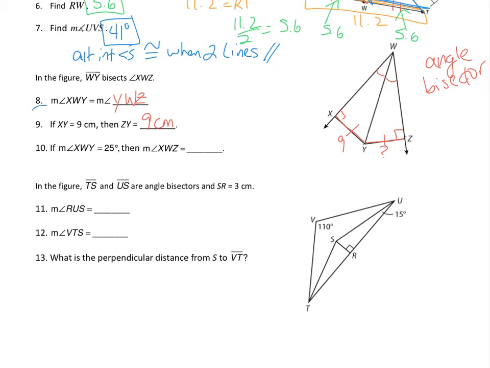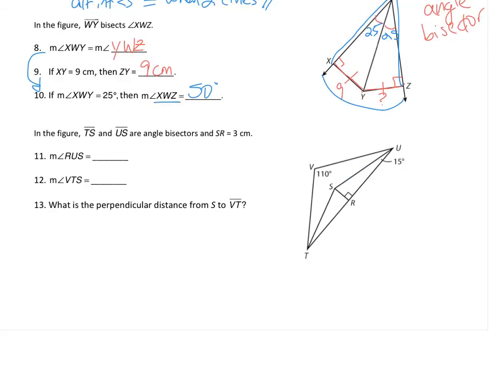Since we know in number 8 that XWY is equal to YWZ, if we have that XWY is 25 degrees, we know then that the other one has to be 25 degrees. But in this one, we have that XWZ, we want the whole size. So we have to add the 25 and 25 together, so we get 50 degrees for that missing angle.